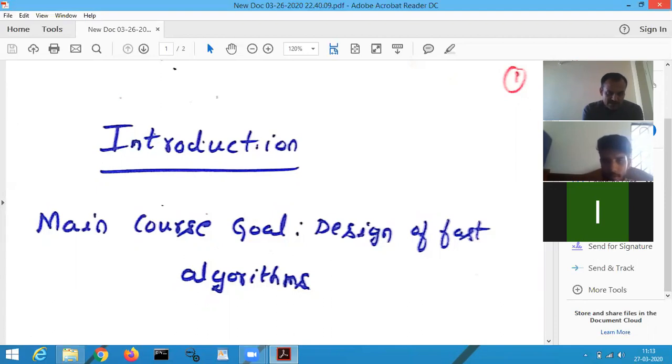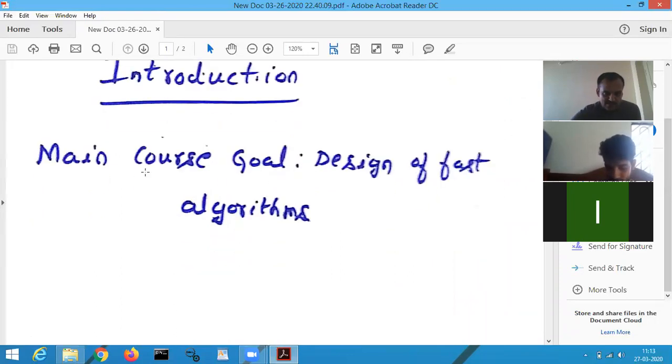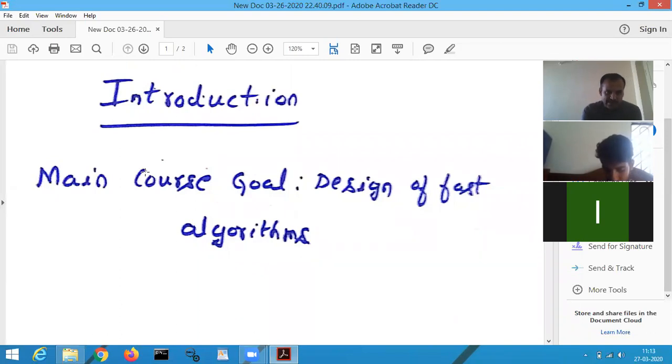But however, some intelligence or cleverness is required to design a fast algorithm. Our main course goal in this subject is to design fast algorithms. We'll come to know the meaning of the word fast in a few minutes. That's what I'm saying here. Our main course goal is to design fast algorithms.